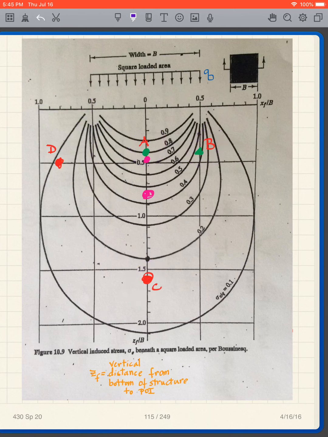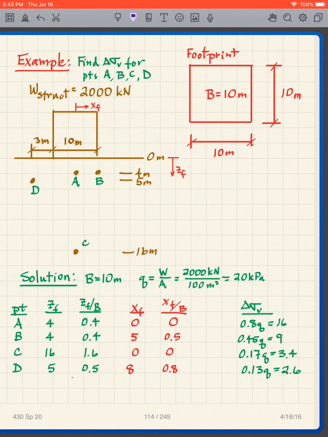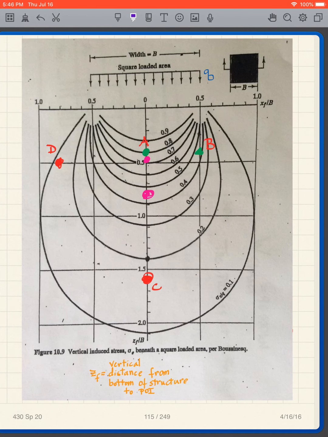So what we need to do at this stage is to figure out how points A, B, C, and D, exactly where are they going to fit. Well, we have to look at our calculations. Let's look at point A. Point A is what? X sub f over b is 0. Z sub f over b is 0.4. So let's take a look at that. So x sub f, I'm measuring, again, this is x sub f over b. Sorry, this is z sub f over b.